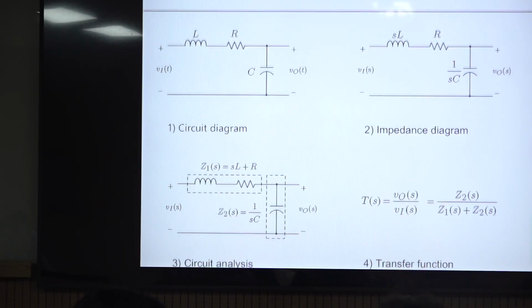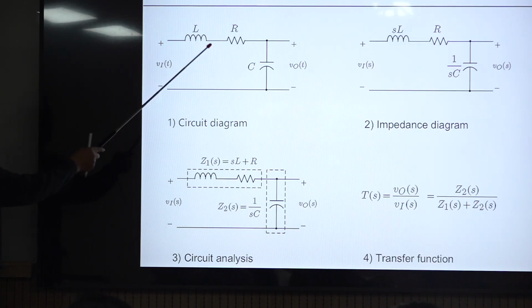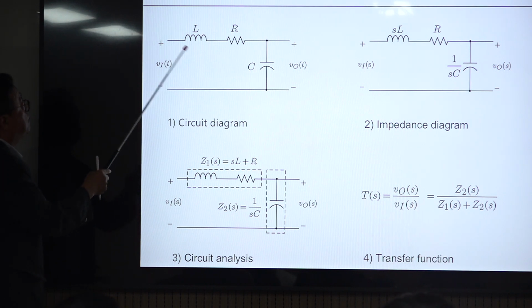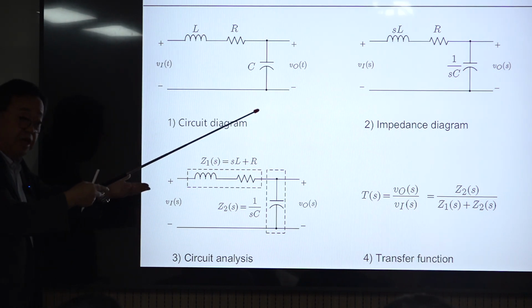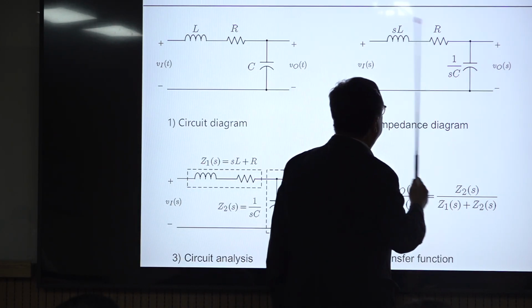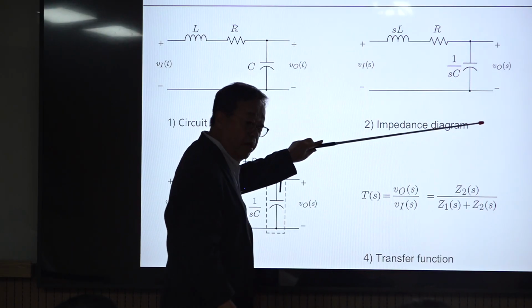This is an extremely simple example. I'd like to just remind you what you have been doing in terms of this concept of frequency response of the transfer function. This is an LRC circuit. This is a circuit diagram. And you know, this becomes sL in the impedance domain, so you replace L with sL and replace C with 1 over sC. Then you have this impedance diagram.